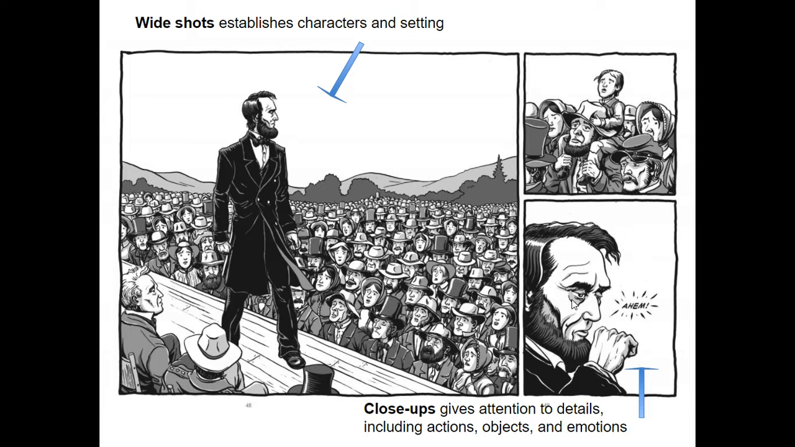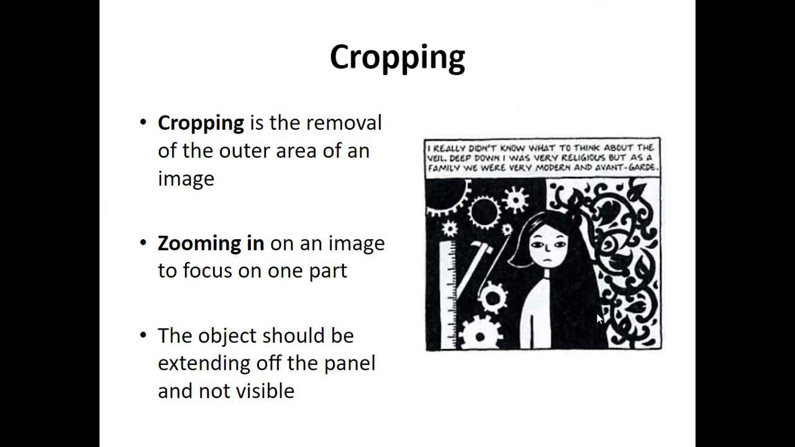Here is another example of a graphic novel that uses a variety of different angles. Again, a wide shot, which shows the whole character as well as the scene that they're in, a close up of the audience, and then an extreme close up of the character.